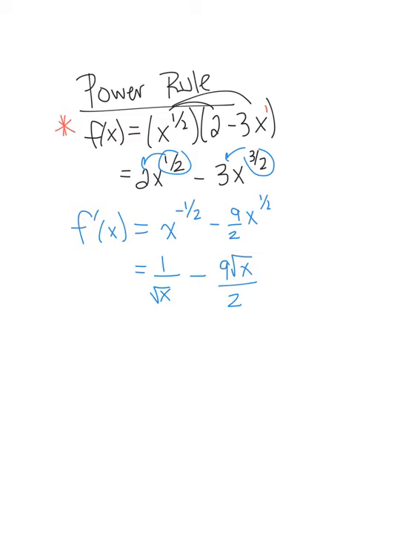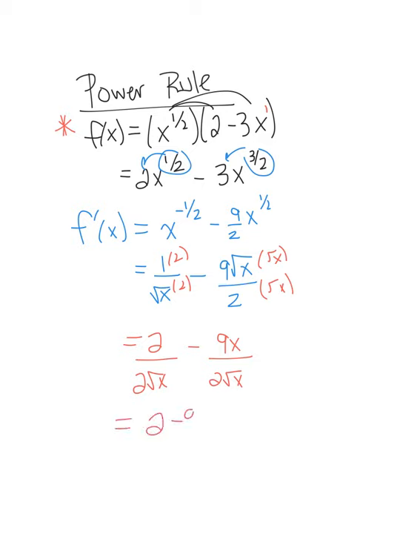Now if I'm going to simplify this, I am going to have to get a common denominator. So I'm going to be multiplying the top and the bottom of this one by 2 and the top and the bottom of this one by root x. 2 over 2 root x minus 9x over 2 root x. And then simplifying a little bit further, 2 minus 9x over 2 root x. As you can see, or if you flip back to the previous slide, or if you just trust me, they are definitely both the exact same answer.